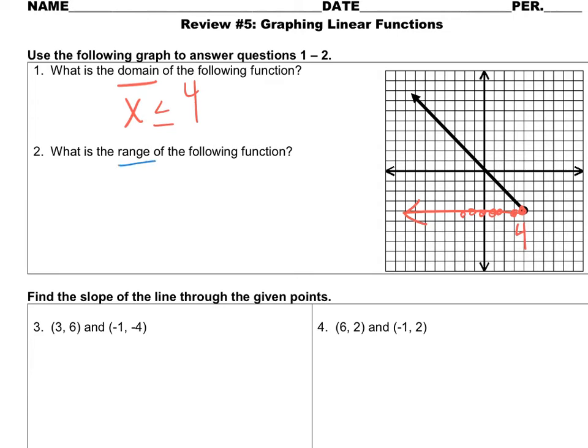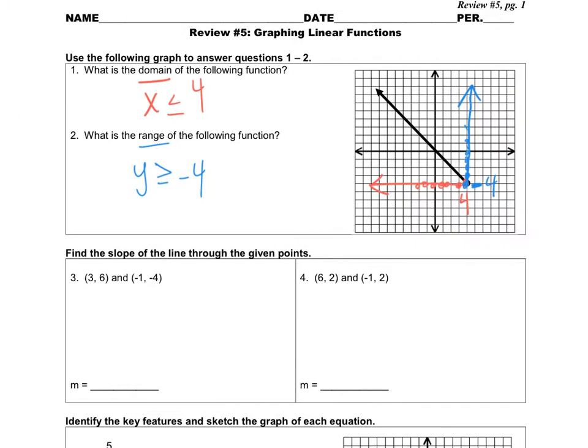My range deals with the y's. So my y's go all the way down here to -4. And then as I follow my graph, they move up: -4, -3, -2, -1, 0, 1, 2, 3, 4. So they are greater than or could equal -4.